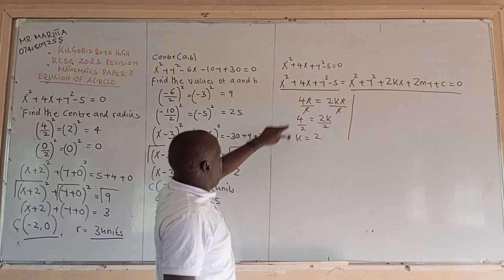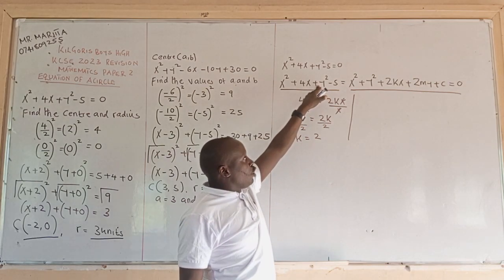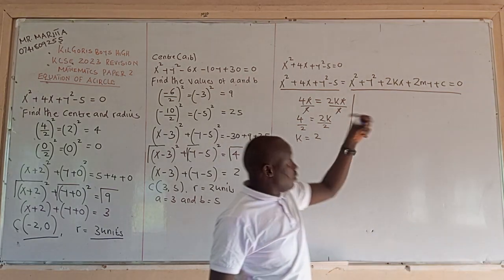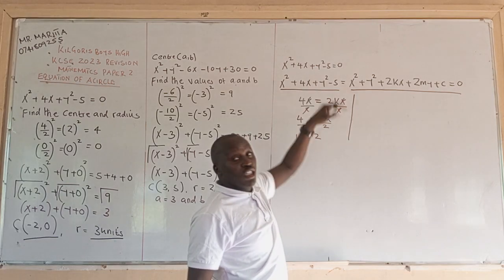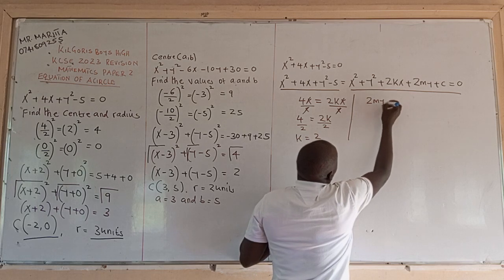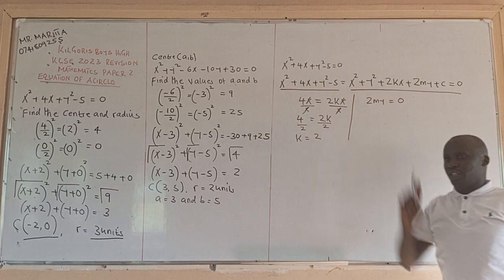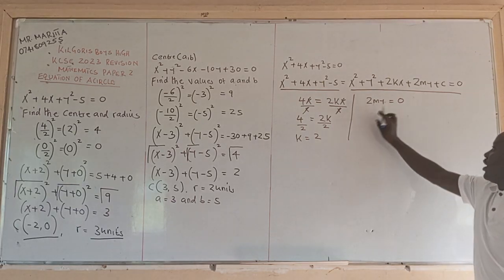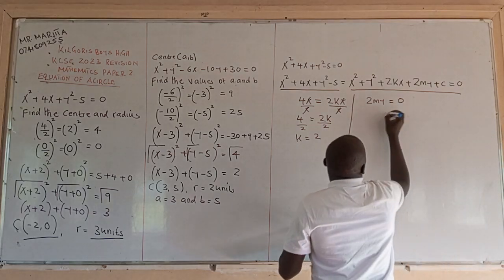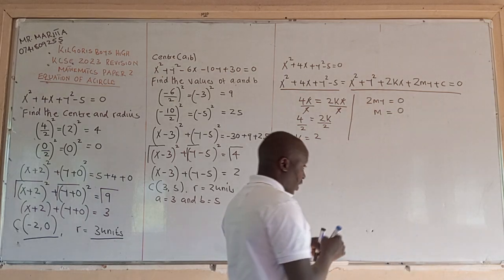Then again, the coefficient of y is not there. So we can say that 2my, which is supposed to correspond to y on this side, which is not there, is equivalent to 0, because the coefficient of y is not there on this side. So from here, if you find the value of m, you divide by 2y on the other side, and the value of m is equivalent to 0.